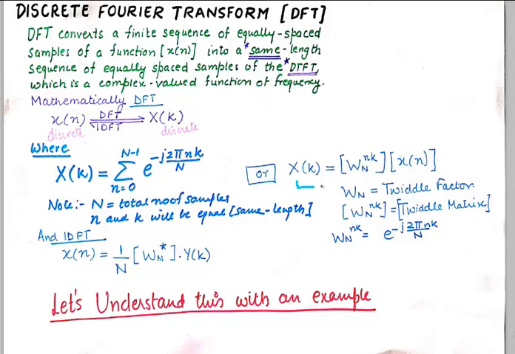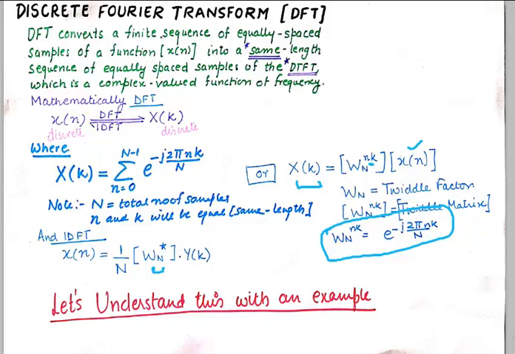You can find x of k by multiplying your x of n with W_N^{nk}, where W_N^{nk} is the Twiddle factor and its value is this. So I'll show you how you can do that. And the inverse discrete Fourier transform has this formula where it is 1 upon N, times the conjugate of the Twiddle matrix, times y of k.